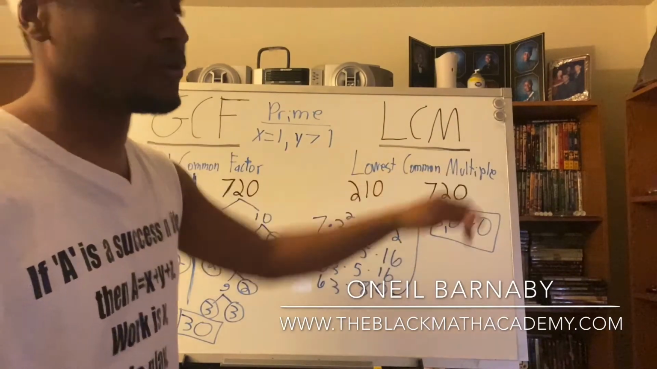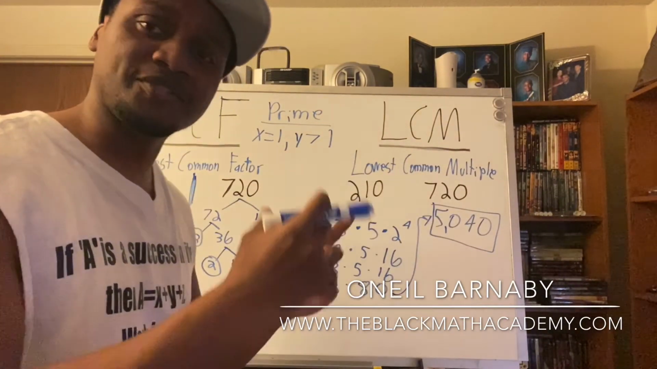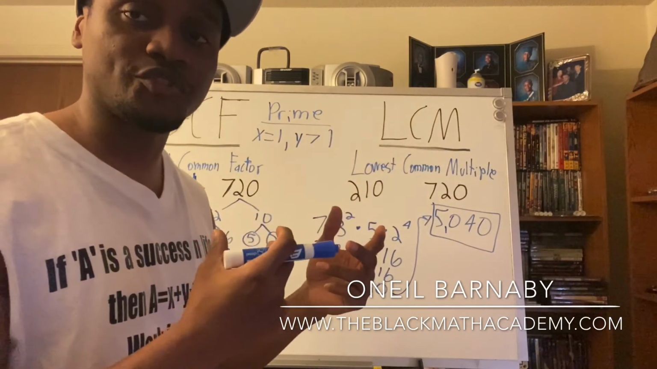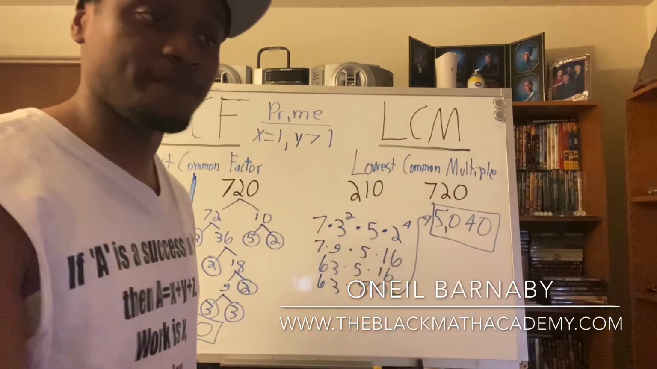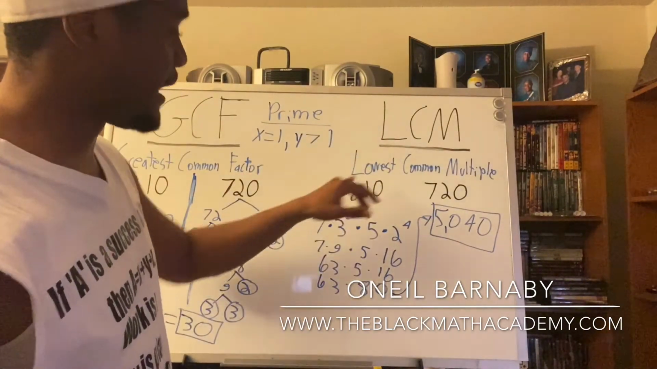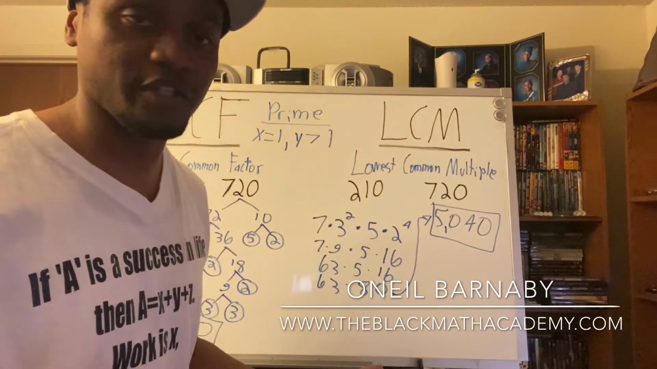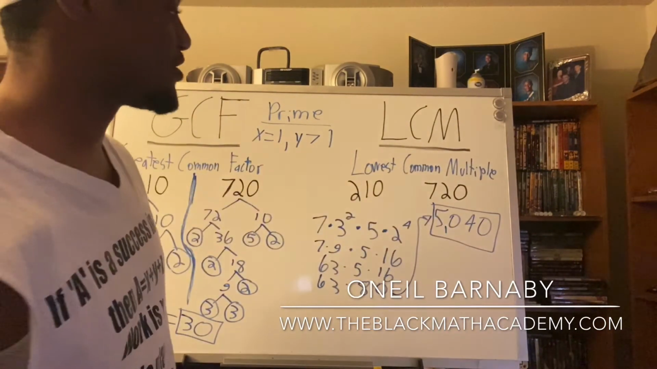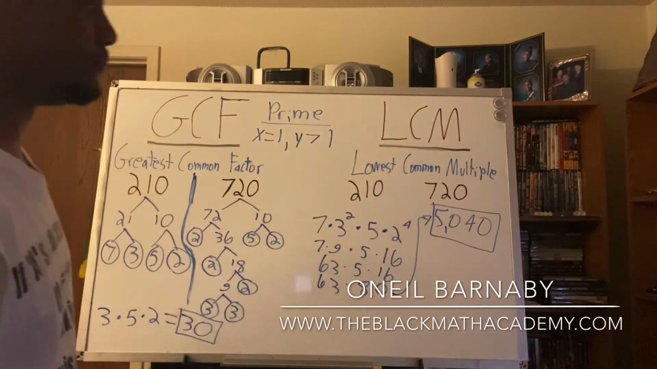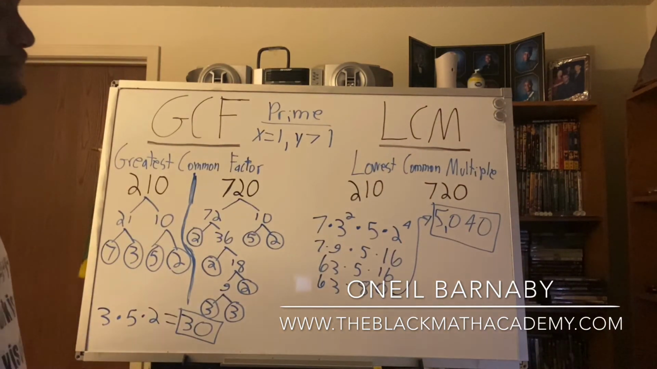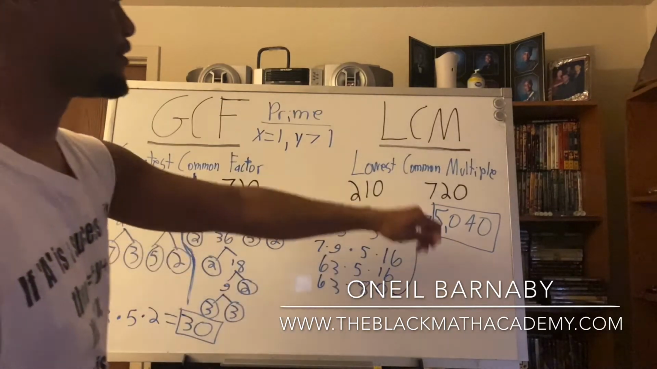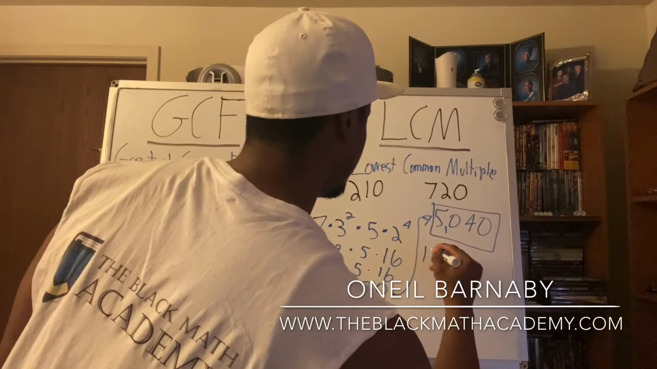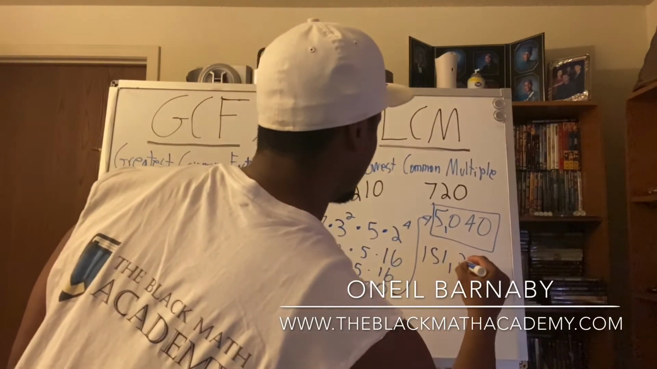The lowest common multiple is actually more important because when it comes to adding and subtracting fractions, you won't have to reduce at all when you get to the final answer. You do all the reducing by finding what the lowest common multiple actually is. So in this instance, if you were to multiply 210 and 720, that's an even bigger number. That would be 210 and 720. That's like 151,200.